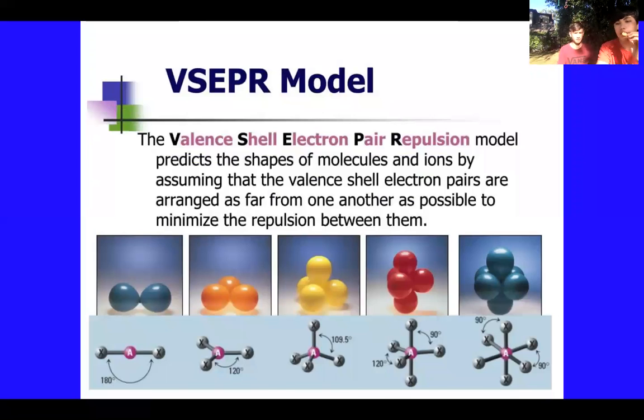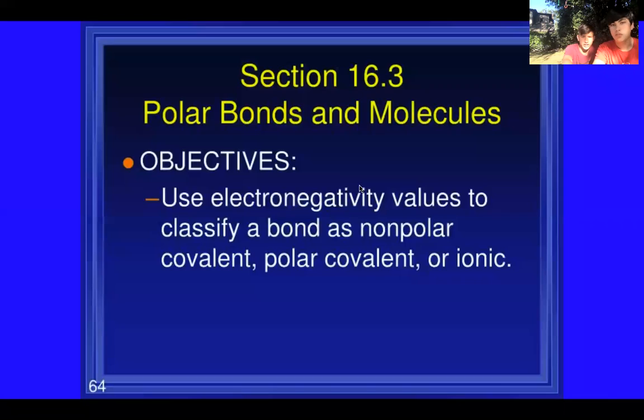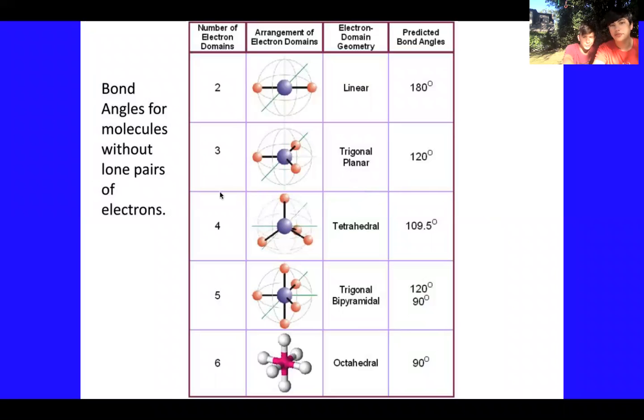Okay. Linear, trigonal planar, tetrahedral. Trigonal planar has 3. Tetrahedral has 1, 2, 3, 4. We don't need the others, those are basically a pyramid, a triangle, a line.